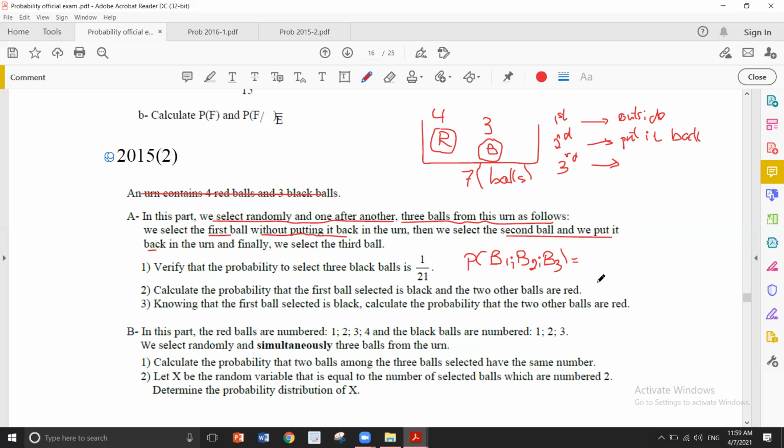We don't use combinations with successively selecting. So we do 3 over 7.